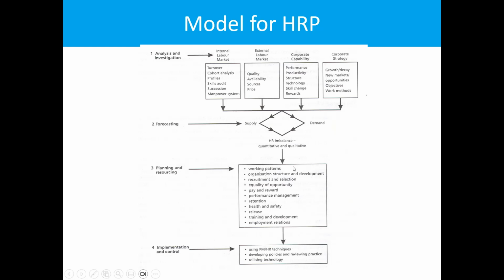So how you plan resourcing for that imbalance, shortage, how you recruit, and in which working patterns they are subjected to work, whether they are recruited on a part-time basis, whether they are recruited in a flexible working arrangement, whether they are recruited on the basis of outsourcing, contracting out, right? So their working patterns need to be determined.